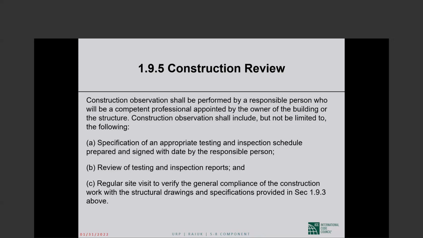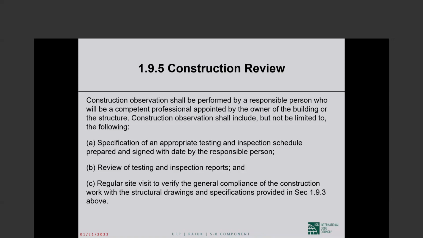Appropriate testing and inspection schedule. Review of testing and inspection reports and regular site visits to verify the general compliance of the construction work with the structural drawings and specifications. So all of that is very important, but I want you to clearly understand that here the code is talking about testing, inspection, etc. by the owner's inspector.